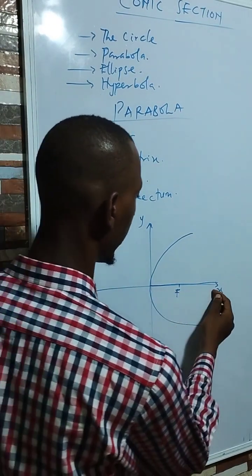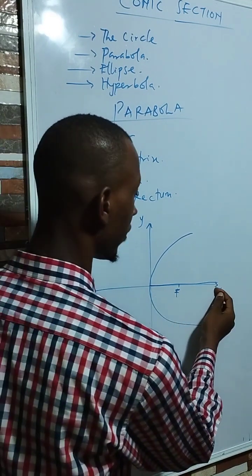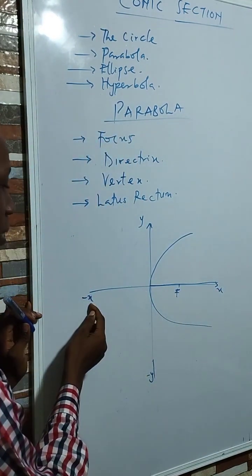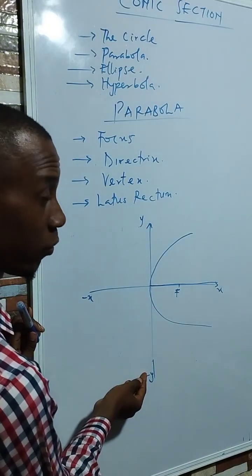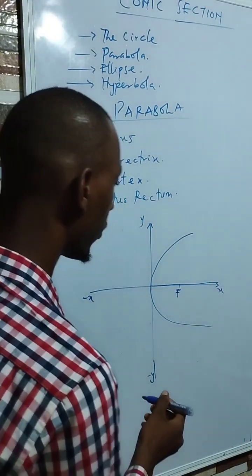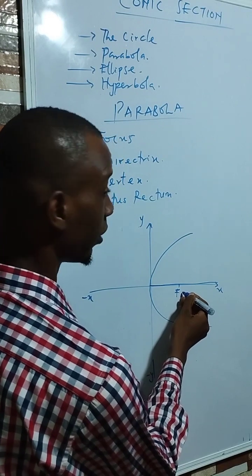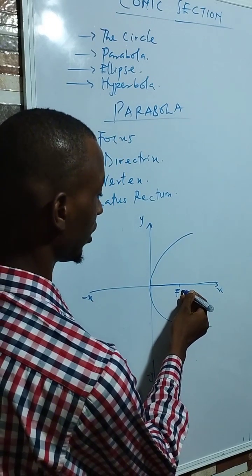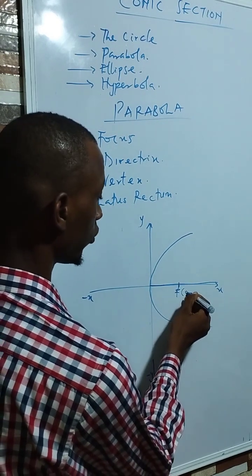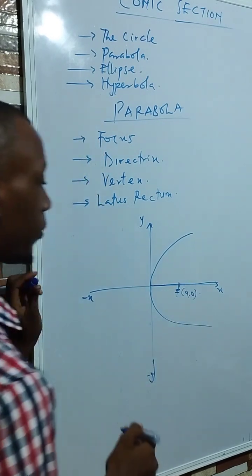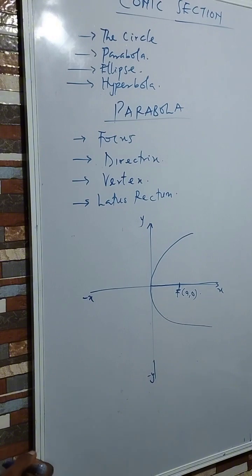It can move to the positive x. It can move to the negative x. It can move to the positive y. It can also move to the what now? To negative y. Now, that focus now, for this particular parabola, at this point, we can call it, definitely is going to have a value here, which is going to be a, 0.